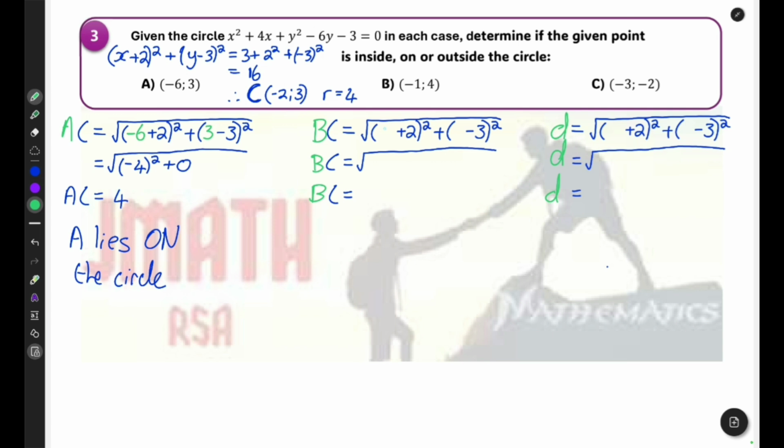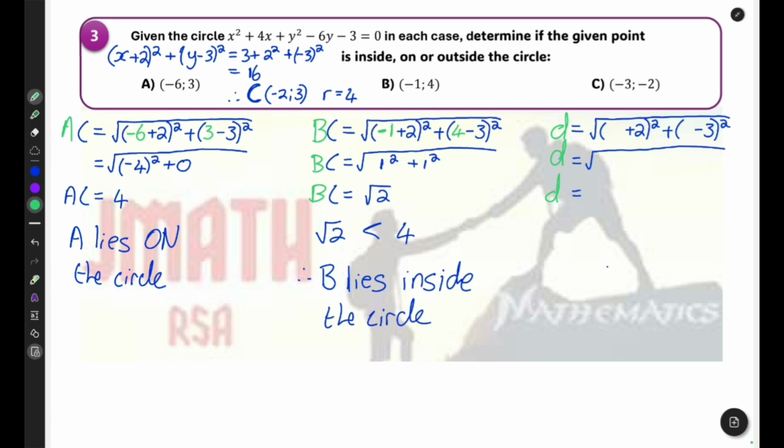If I now just sub in the coordinates of B, this would be a -1, that would be a 4, and then -1 plus 2 is just 1, squared is 1, and then 4 minus 3 is also 1, so that's also plus 1 squared, and therefore the distance of BC is √2. I know that √2 is smaller than 4, and then I can say, therefore, B lies inside the circle because it's not more than the radius.